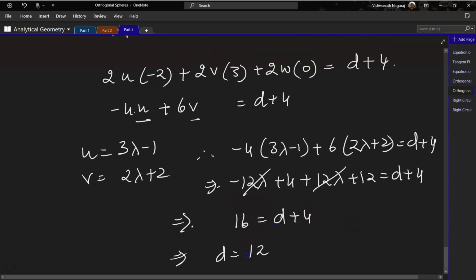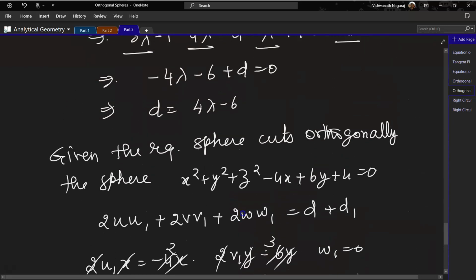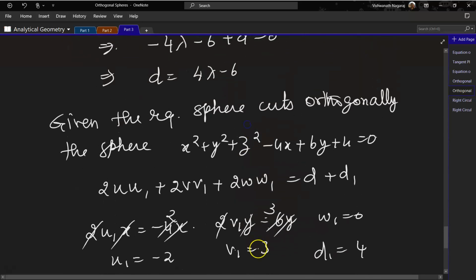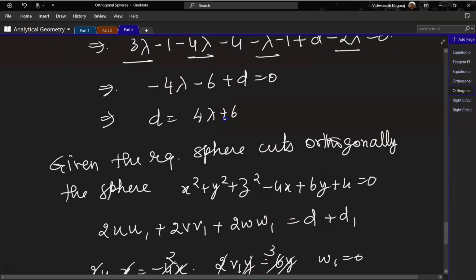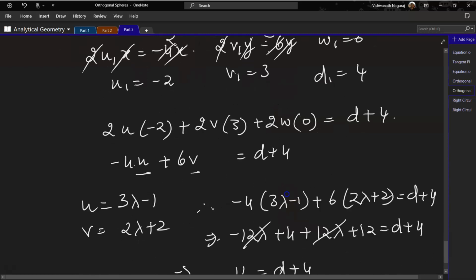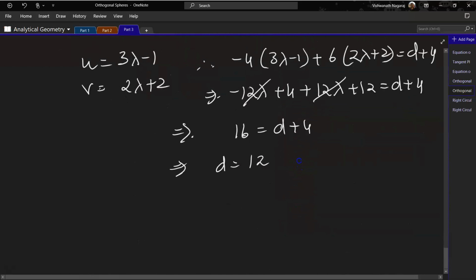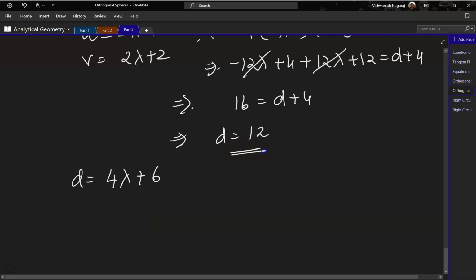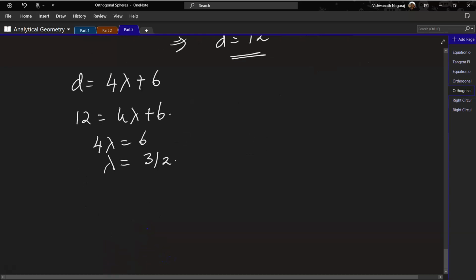Now this 12, let's substitute in this equation. d is equal to 4 lambda minus 6. We take it to that side, minus 6 also we take. Sorry, plus 6. So d is equal to 4 lambda plus 6. Now d, we have just evaluated as 12. So 12 is equal to 4 lambda plus 6, which means 4 lambda is equal to 12 minus 6. Lambda is equal to 3 by 2. So at last we have got lambda.